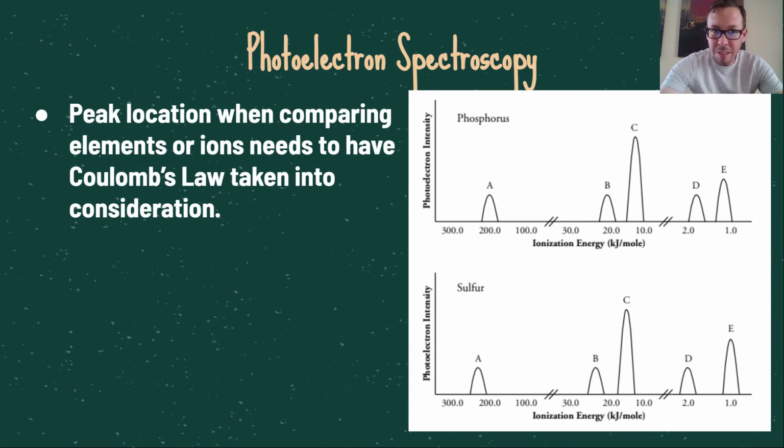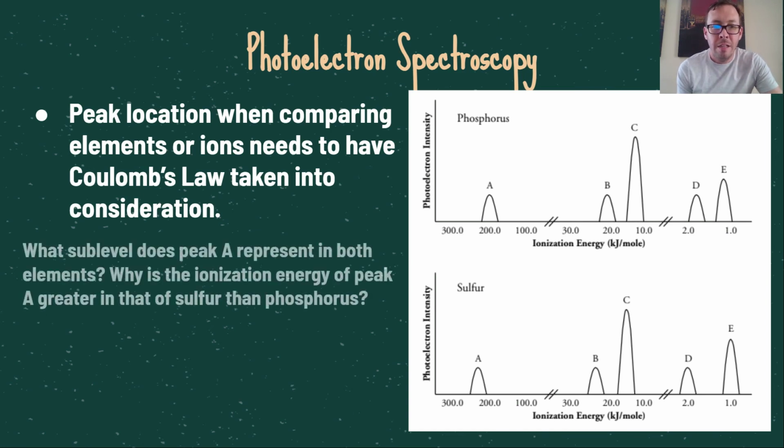So the peak location when comparing elements or ions needs to have Coulomb's law taken into consideration. So if I look at the difference here between phosphorus and sulfur, what I notice is that the peaks are very similar. I notice that the 1s peak for sulfur is actually closer or has a higher ionization energy than the 1s peak for phosphorus. I also notice that the peak E on the far right-hand side is smaller in phosphorus than it is in sulfur. So let's ask a couple questions here.